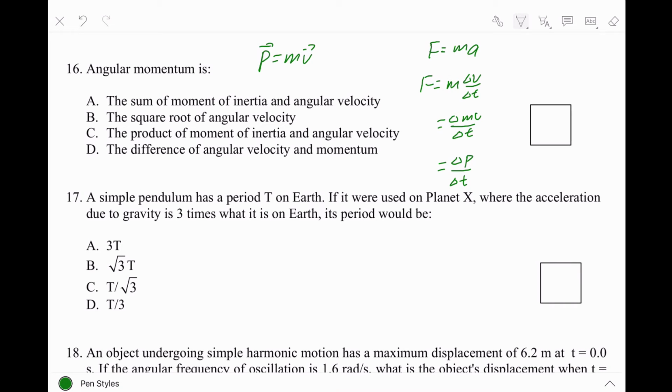Now we have the same analogy here. Remember, when you go from linear to angular, this is how we make the analogy. Angular momentum is equal to: mass becomes I, v becomes angular velocity. So it's the product of moment of inertia and angular velocity. The answer is C.